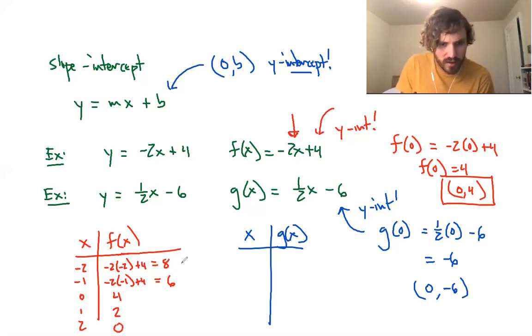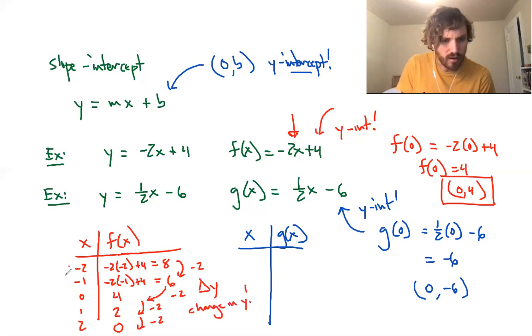So you can see that these values are decreasing. From 8 to 6 was -2. From 6 to 4 was -2. From 4 to 2 was -2. From 2 to 0 was -2. This is my change in y.